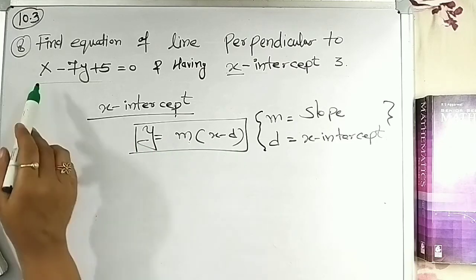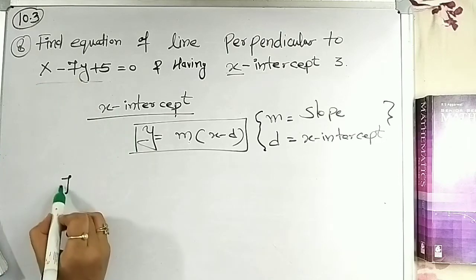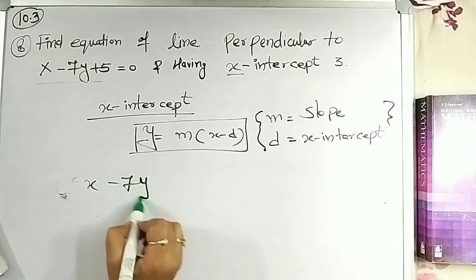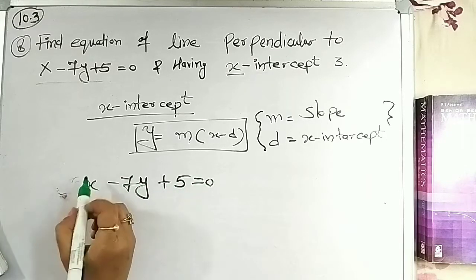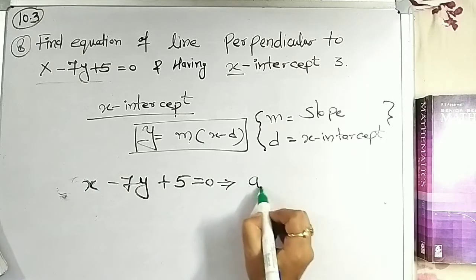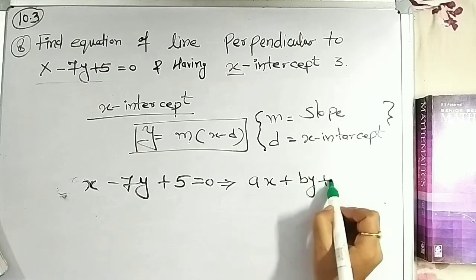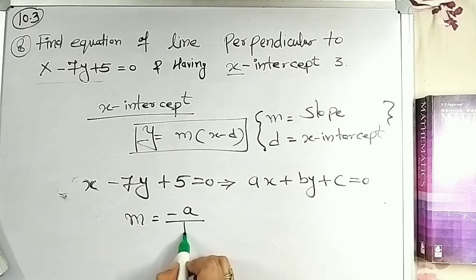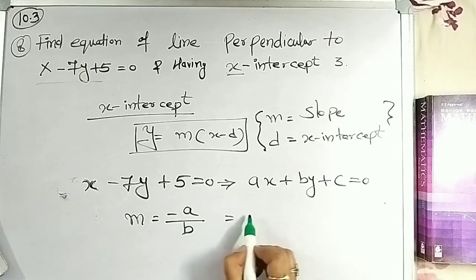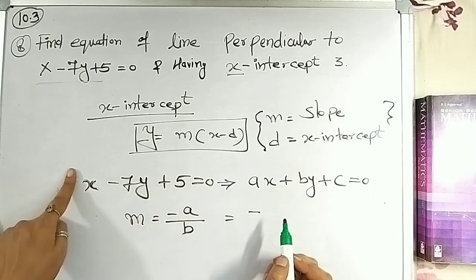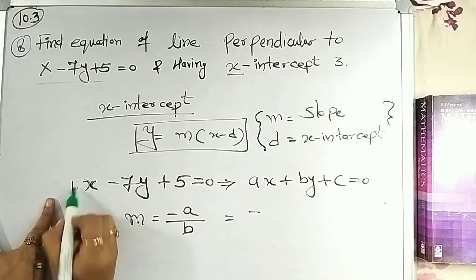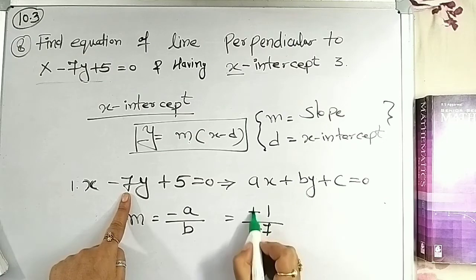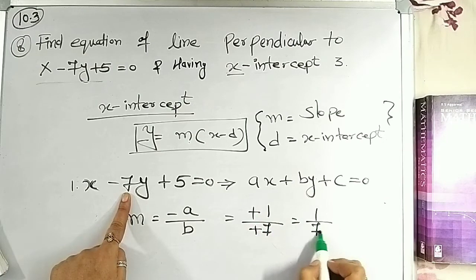So I need m. m I will extract from here. I have been given this, x minus 7y plus 5 is 0. So I told you, if you compare it with ax plus by plus c equals 0, then what is your slope, guys? Is minus a by b. Okay. So what is a here? If I compare, a is 1 because nothing is there. So nothing means 1. What is b here, guys? Minus 7. So this will become plus 1 by 7.